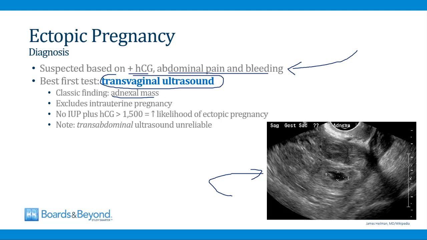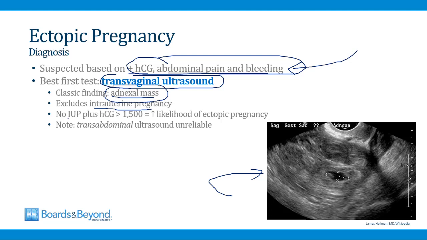The other reason it's important to do a transvaginal ultrasound is because all of these findings can also occur in women who have an intrauterine pregnancy. So by doing the transvaginal ultrasound, you can exclude an intrauterine pregnancy and identify an adnexal mass so you know that it's an ectopic pregnancy.